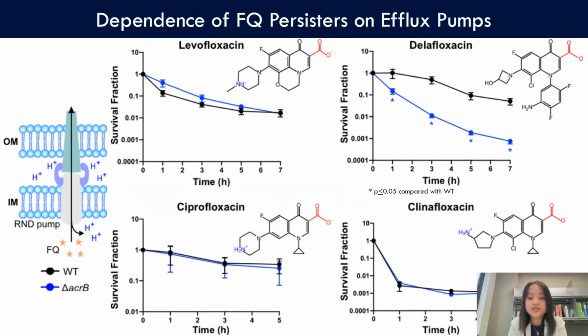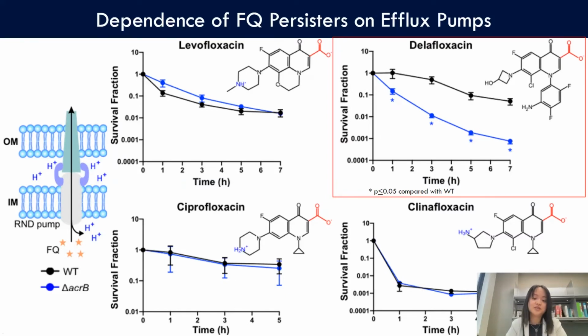So we also treated these populations with two other fluoroquinolones, ciprofloxacin and clinafloxacin. And in both of these treatments, the phenotype that we observed was reminiscent of what we had seen with populations treated with levofloxacin. So loss of pump action did not affect persistence toward these two fluoroquinolones. So these data indicate that loss of efflux pump action only really affected persistence toward Delafloxacin in these slow or non-growing populations of E. coli.